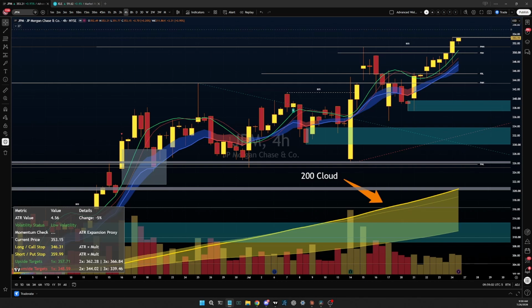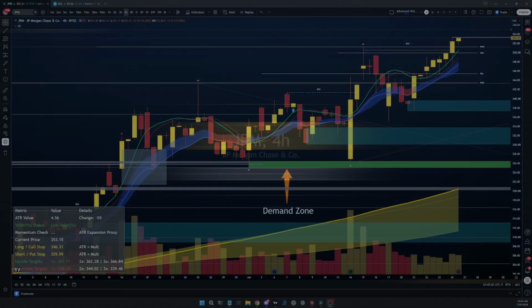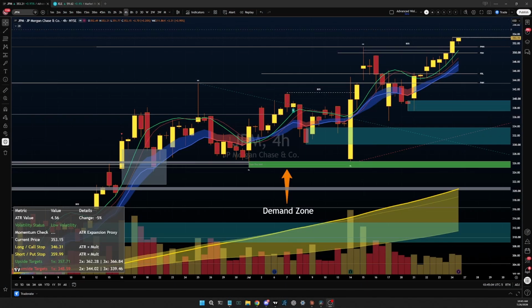So 3 tools, 3 sizes of trend, fast, medium, slow. When they agree, that means something. When they disagree, that also means something. But we're not there yet. Today, we're just naming. Layer 2, location. Where are the rocks? Supply and demand zones. These are the areas where price is expected to react because they've reacted before. Where sellers showed up, where buyers showed up. It tells you where a reaction is expected. It does not tell you that a reaction will happen.